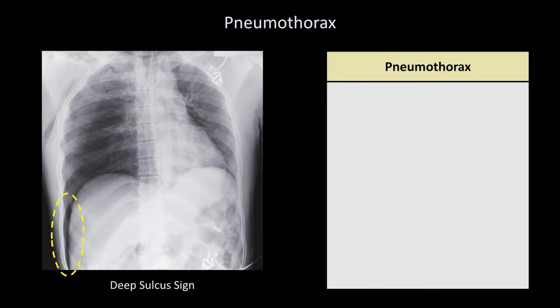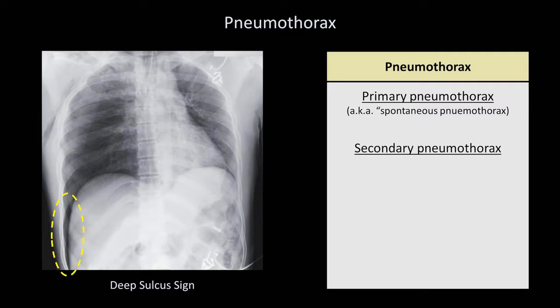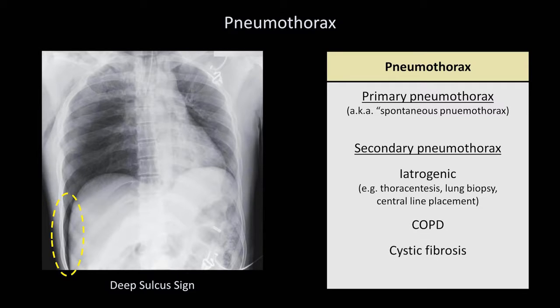The etiologies of a pneumothorax are numerous. Clinically, they are divided into 2 categories: a primary pneumothorax, often referred to as a spontaneous pneumothorax, is one which develops in the absence of any lung disease or potential iatrogenic procedures. A secondary pneumothorax can be caused by procedures such as thoracentesis, lung biopsy, or a central venous catheter placement. It's also seen in COPD, cystic fibrosis, and rarely as a consequence of pneumonia.